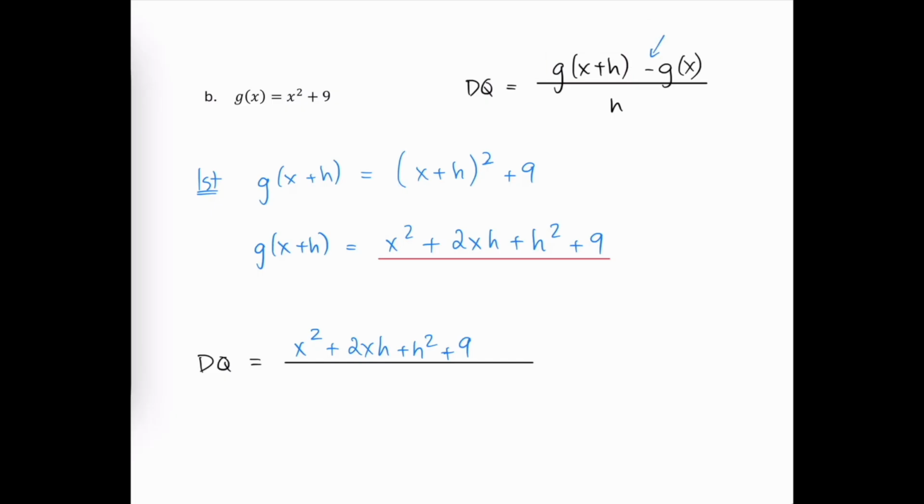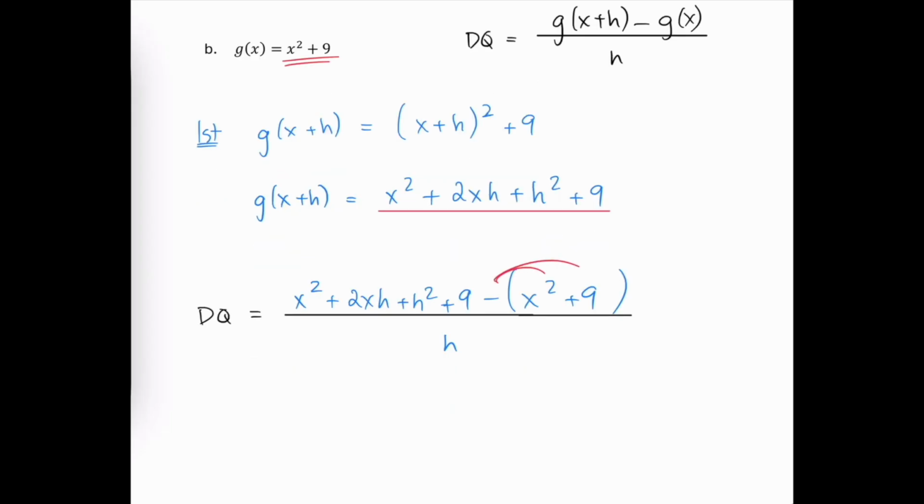Then from that, we're going to subtract the original function g of x. So we subtract the original g of x function, which was x squared plus 9. So that completes our numerator. Now we just write all of that over h, and then we simplify. To begin the simplify process, let's distribute this negative into the parenthesis. So the difference quotient is going to be x squared plus 2xh plus h squared plus 9 minus x squared minus 9, and all of that is written over h.